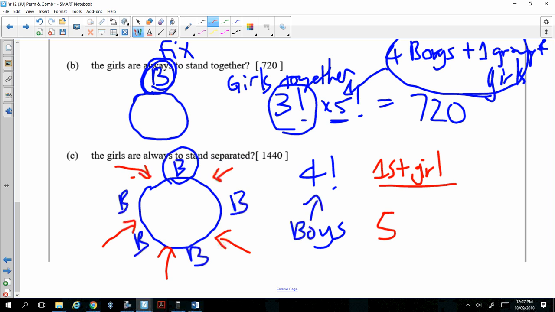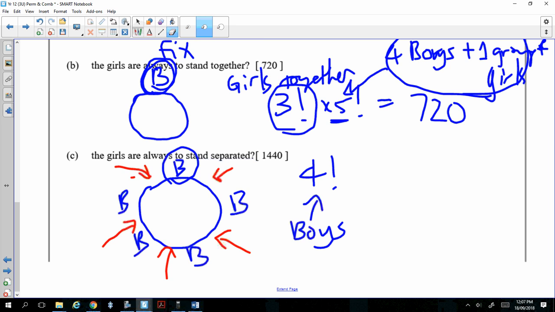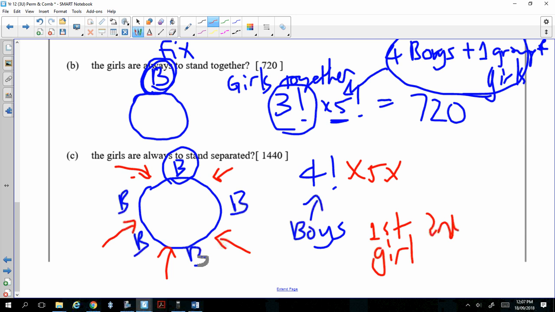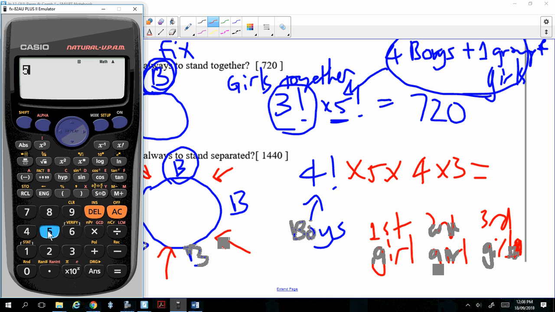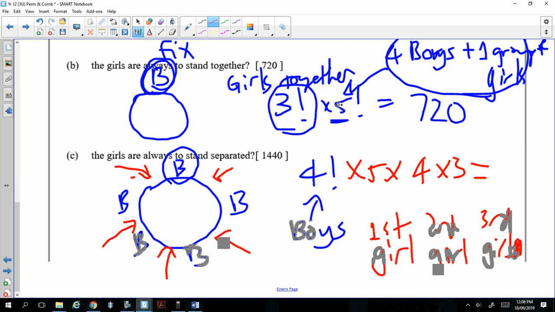Actually, I'll write it below. So the first girl will have 5 choices, and the second girl will have 4 choices. The last girl will have 3 choices. I think you'll get it right. Does it work off just 5P3? Let's try 5P3 times 4 factorial. Yep, got it. Done. Okay, easy. Okay, we've done that.